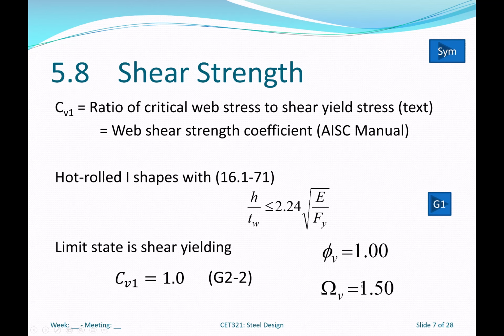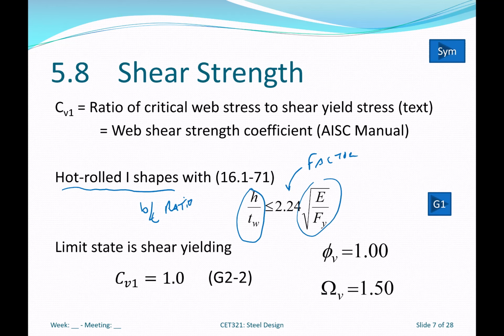All right, so mainly what we're going to deal with is hot rolled shapes. And notice this h over t sub w. What does that look like and remind you of? A b over t ratio. So again, we haven't escaped the b over t ratios, and notice the format, it's still a factor times the square root of E over Fy. So if our b over t ratio is less than this product, then we get off the hook a little bit. C sub V1 is 1.0.